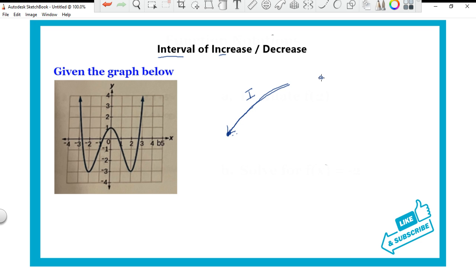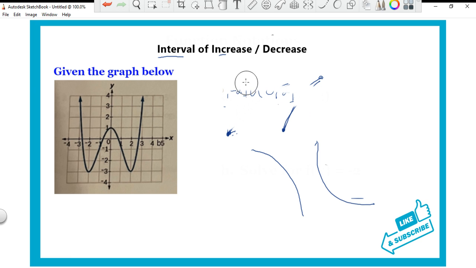Now, if I start here and then I go down there, even though my direction was going down, this is still increasing because, again, that was going from right to left. I need to start from left to right. I'm going to start here and go there. That's still increasing. In the same manner, if I'm going this way, this is decreasing. This is also decreasing because from left to right, I am going down.